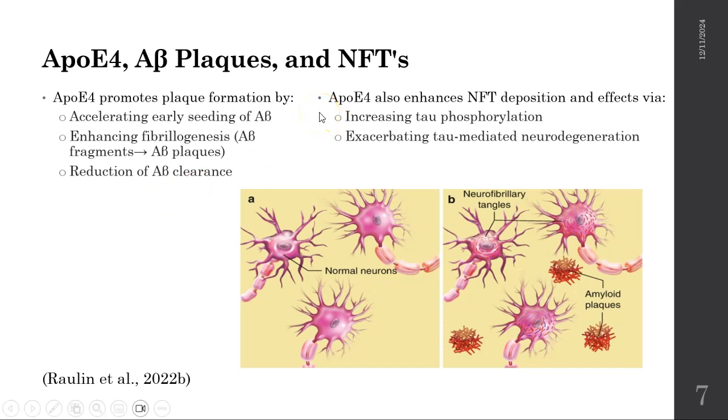APOE4 also enhances deposition and negative effects of neurofibrillary tangles. It does this by increasing tau phosphorylation, which is the increase in the amount of tangles within the neuron, and it exacerbates tau-mediated neurodegeneration, which is essentially the negative effects that the tangles have on the neuron that eventually lead to cell death.